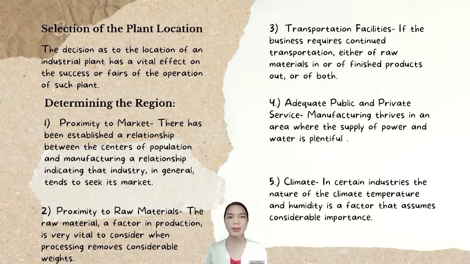Fourth, adequate public and private service. Manufacturing thrives in an area where the supply of power and water is plentiful, as illustrated by the following. First, manufacture of fertilizers requires the location near an ample supply of power, as in the case of the Marcela fertilizer plant near the Maria Cristina hydroelectrical power plants in Mindanao, or of aluminum, as in the case of the Reynold Aluminum Company located in Epifanio de los Santos Avenue, Quezon City.